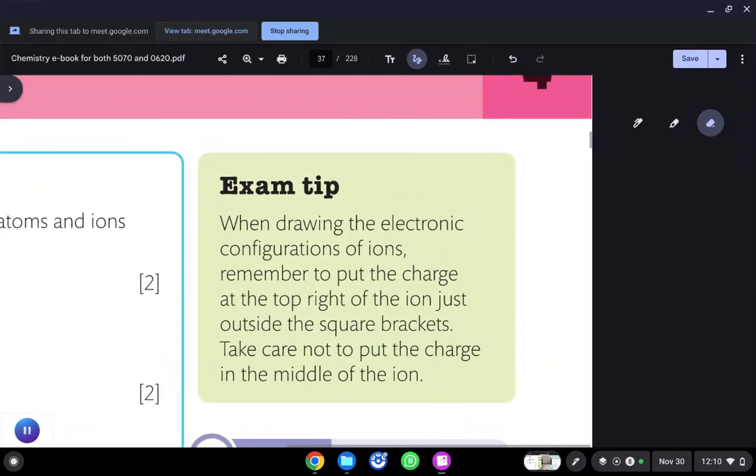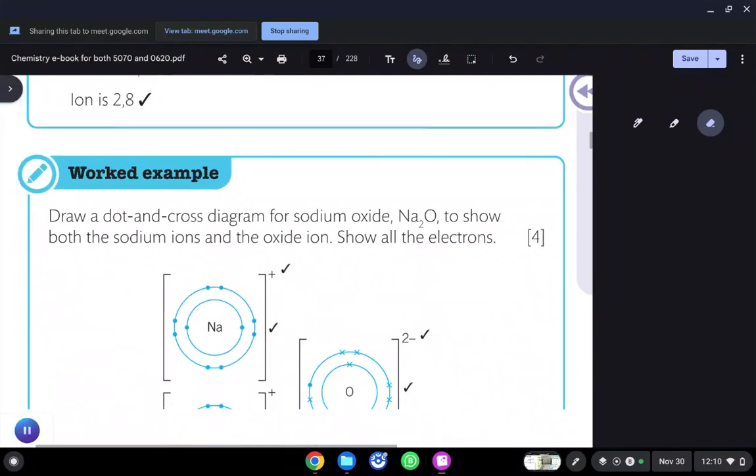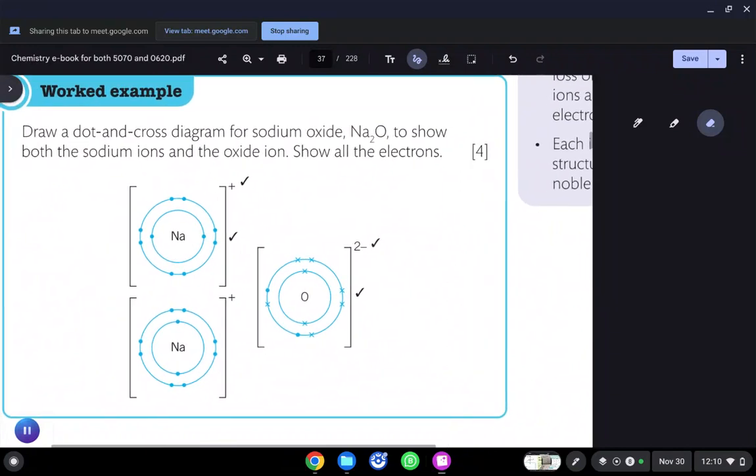Okay, what is the exam tip? When drawing the electronic configuration of ions, remember to put the charge at the top right of the ion, just outside the square brackets. Take care not to put the charge in the middle of the ion, nor in the subscript. Here is the example of a dot and cross diagram: Na2O. Let's find out the reason behind oxygen gaining these two electrons, why sodium lost electrons, and why two sodiums are here.